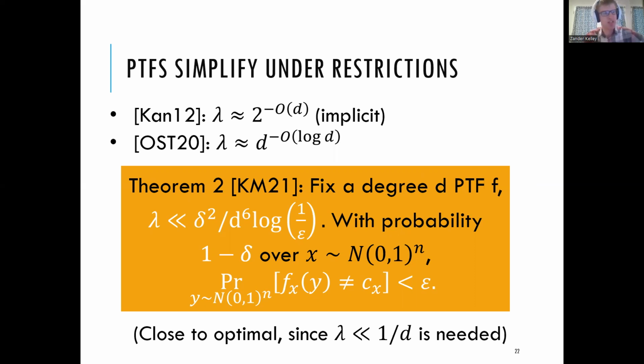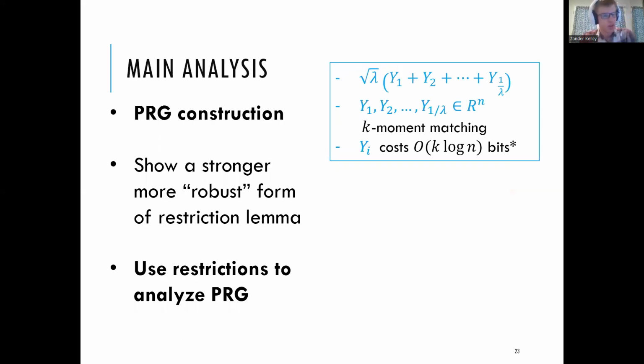And actually, what we get here is somewhat close to optimal. It's at most polynomially away from being optimal, because you can look at what you get for this kind of statement. If you think of f just being a single monomial like x1 to the d, then just by looking at that case, you can see that you actually need lambda to be smaller than 1 over d for this to be possible. So we get something just slightly worse than that. Okay, so that was the second point.